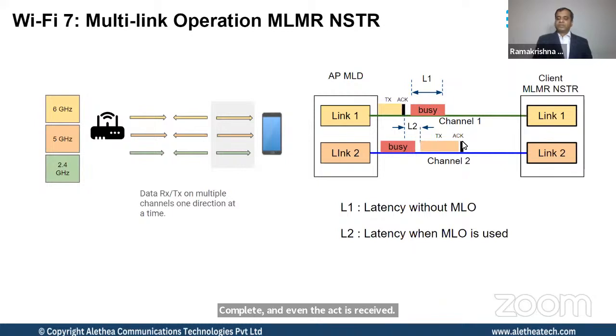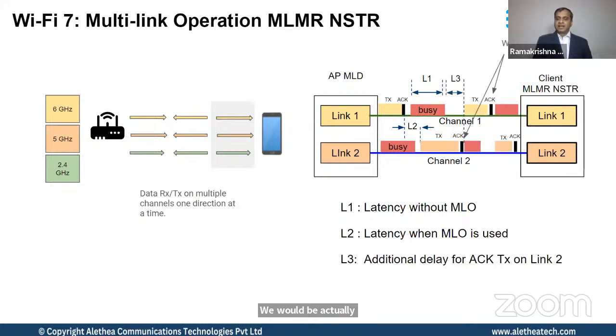So we would actually have more idle time than MLMR STR, and this is represented by this extra time L3. So this is what is to be noted, mainly because we have to synchronize transmission and reception separately on different links. There is, what I would say, an inefficiency in time usage.